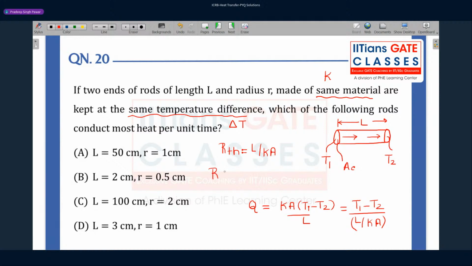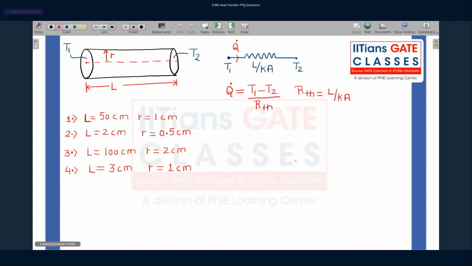The lower the value of thermal resistance, the higher will be the heat transfer rate for the same temperature difference. So what we need to find out is which of the following configurations has the least thermal resistance. The option with the least thermal resistance corresponds to the maximum heat transfer rate. So let's calculate that. Let's move to the next slide and calculate those values. Let's take configuration 1. So R thermal, as I am saying, is L by KA.